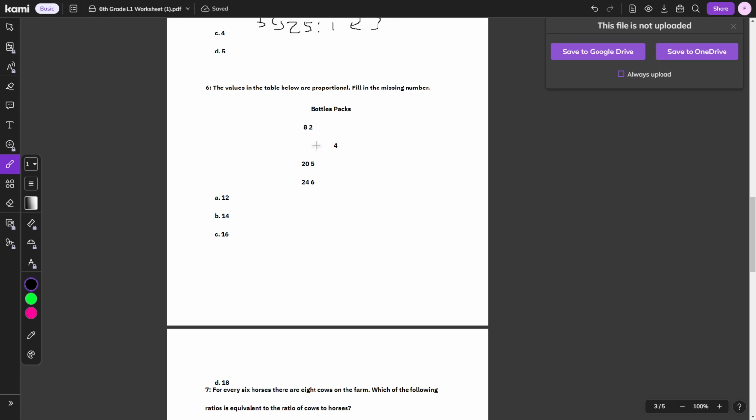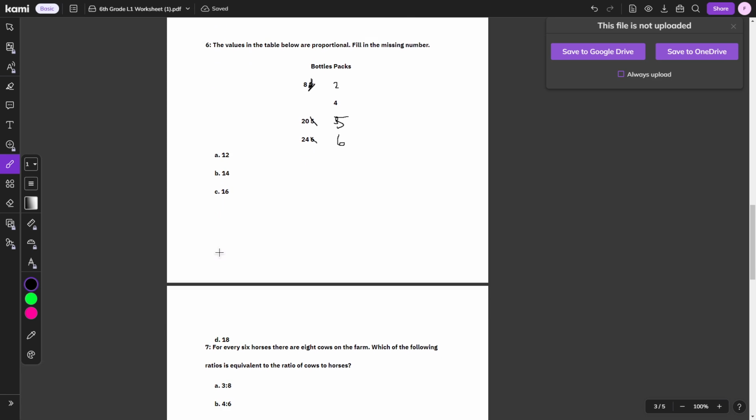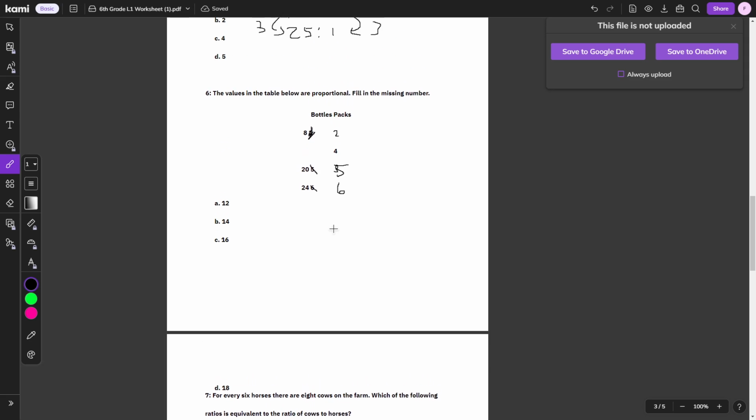The values in the table below are proportional. Fill in the missing number. That looks really bad, but let's imagine that these aren't here, but instead over here, so it looks more like a table. 2, 4, 5, 6, 8, 20, 24. We have our answer choice D down there, by the way.